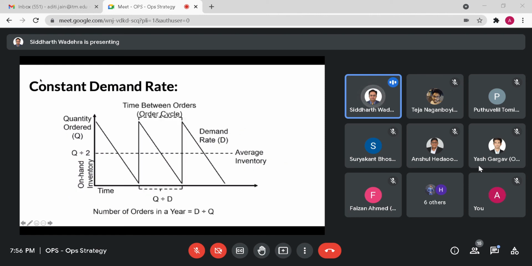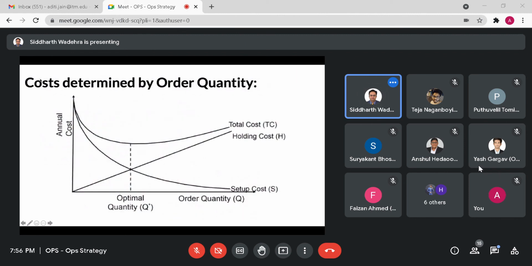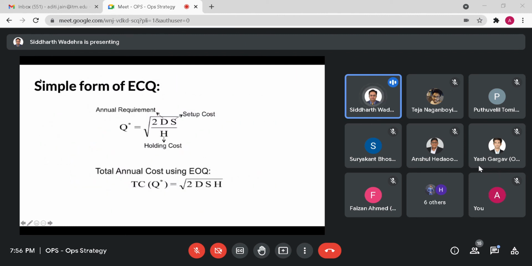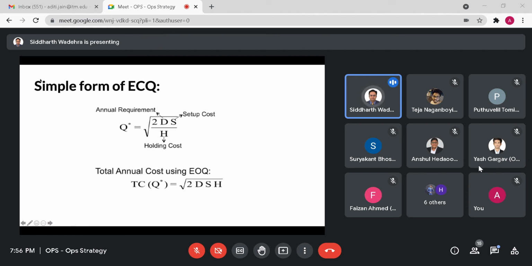Your formula for your EOQ would be that's the optimal inventory. The Q star is the optimal quantity. It's the square root of 2DS divided by H. D is the annual demand. S is the setup costs. H are the holding costs.